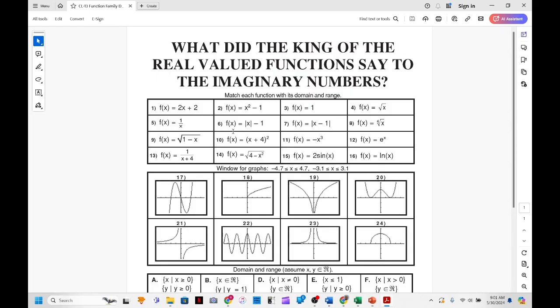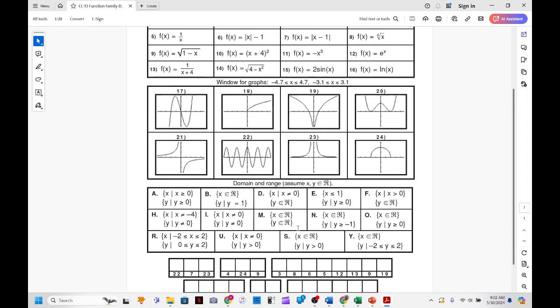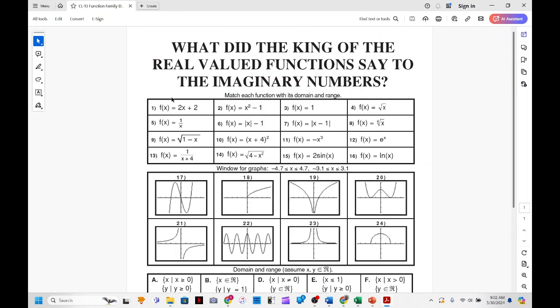So here is the puzzle we're trying to solve. We want to know, what did the king of the real valued functions say to the imaginary numbers? The idea for this one is we are given a bunch of functions in both algebraic and graphical form, and we need to match those with the domain and ranges listed down here below. And there's a few of them. Whenever we figure out what letter we should have as a match, we just put that letter above the problem number in these blanks down below. And this will all spell something out when we're done. So let's go ahead and see what the king has to say.